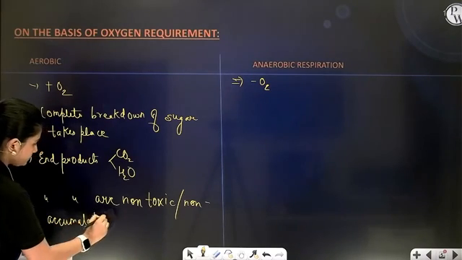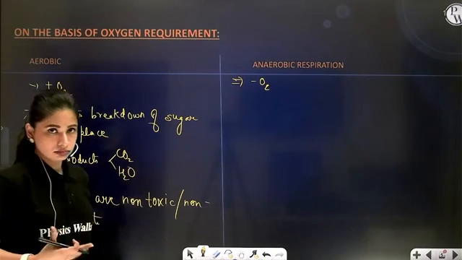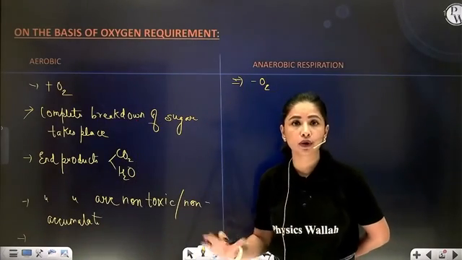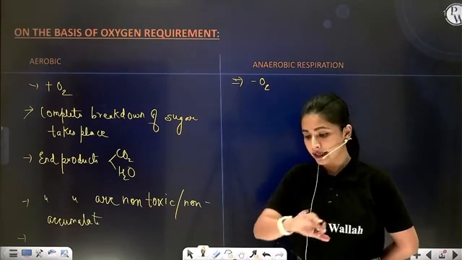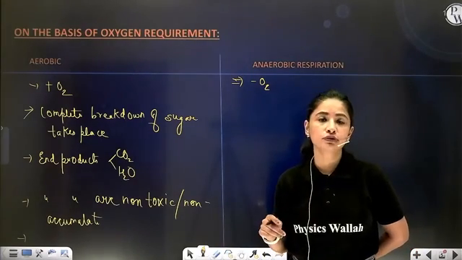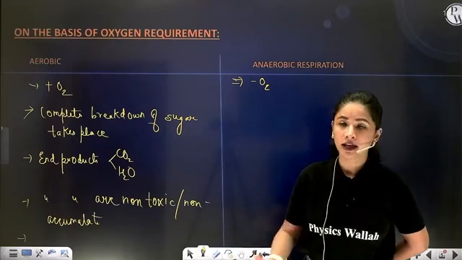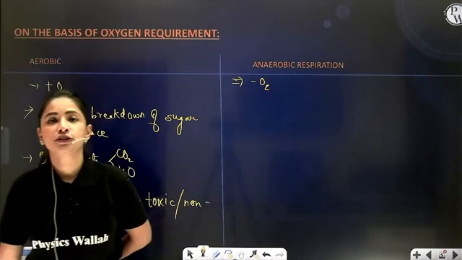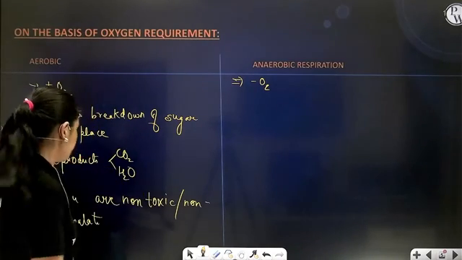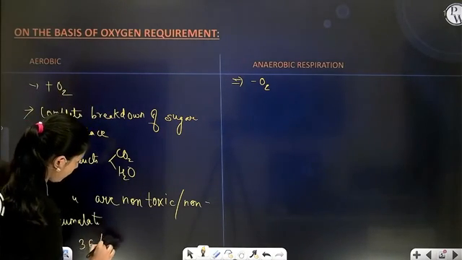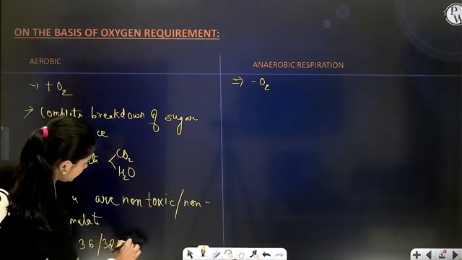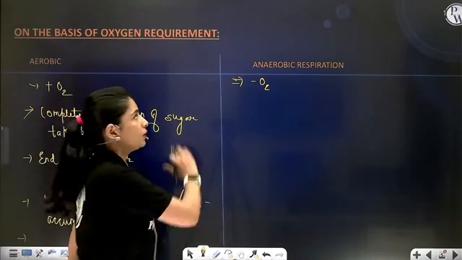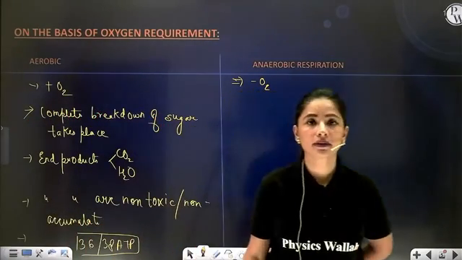Now, of course, when complete breakdown is taking place, all the bonds of the sugar are being broken down, then surely the amount of energy produced will also be high. So in case of aerobic respiration, the amount of energy generated per glucose may be like 36 or 38 ATP. Correct?